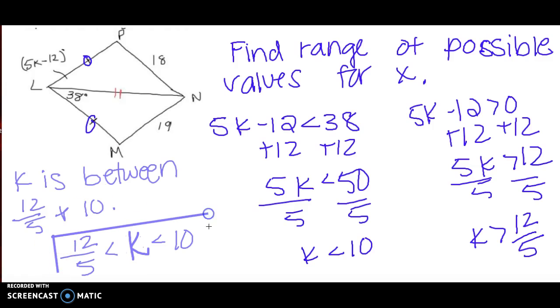So when you do range problems, if you don't have two numbers, you didn't write a range. So keep that in mind when you do this. But that's it.